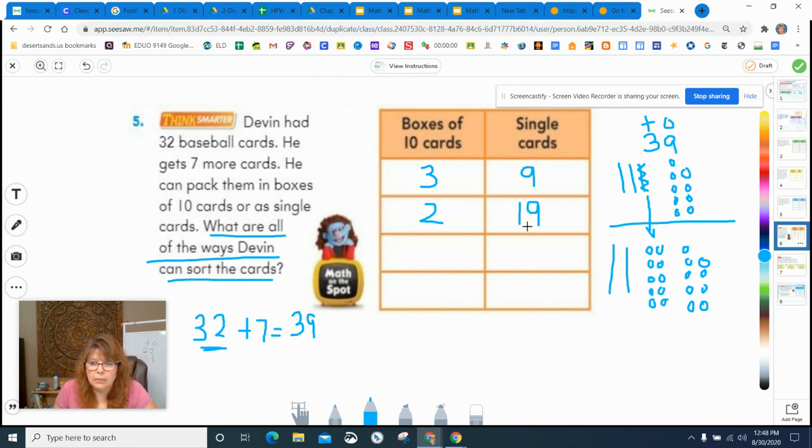Now I'm going to let you finish the boxes, the information, and I hope you like the lesson.